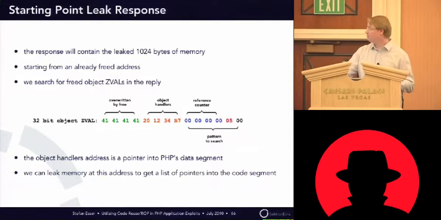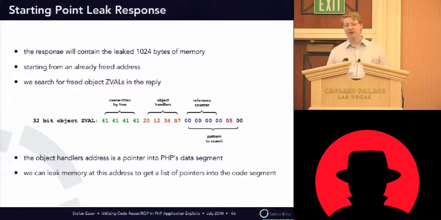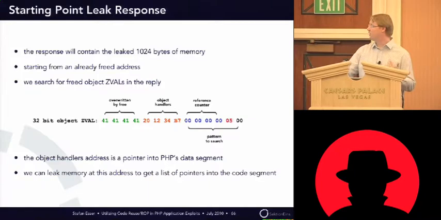What you will search for is something like four times 0, followed by 5, followed by 0, because this is the pattern that will help you to find empty, already freed objects, because the reference count is 0, and it's an object. So when you find this in memory, you assume that the 4 bytes before are pointed to the object handlers. And the object handlers is a table, usually in the data segment, especially for PHP. An internal object is always in the PHP data segment.